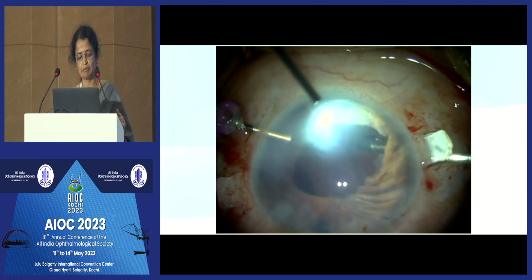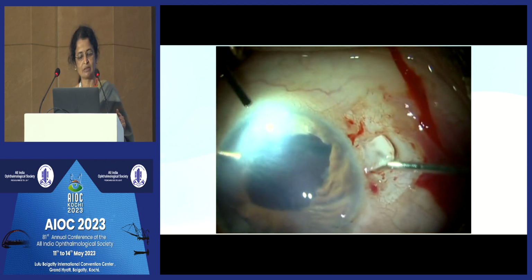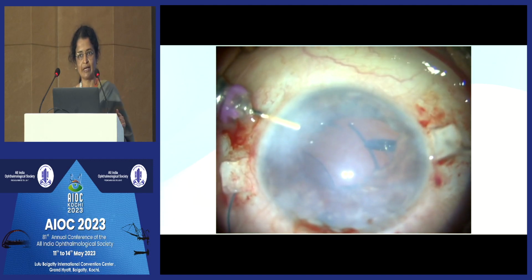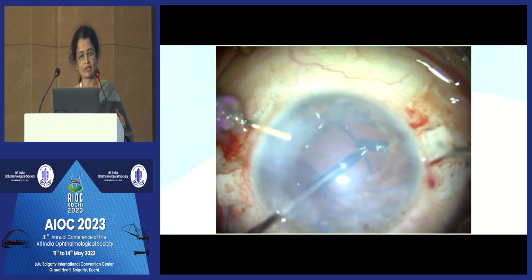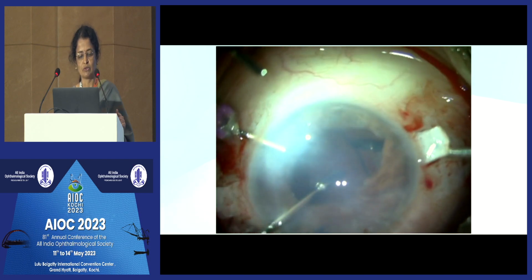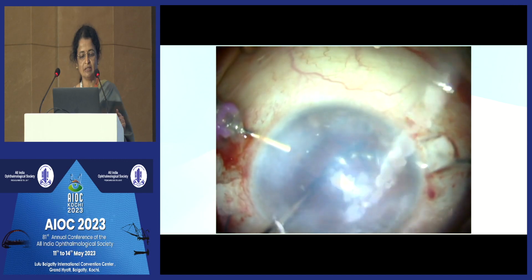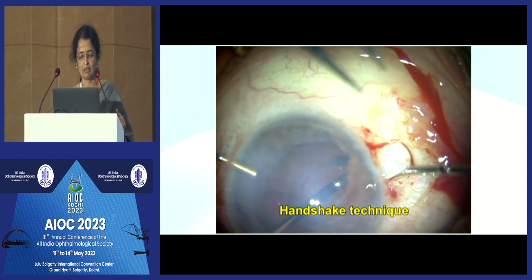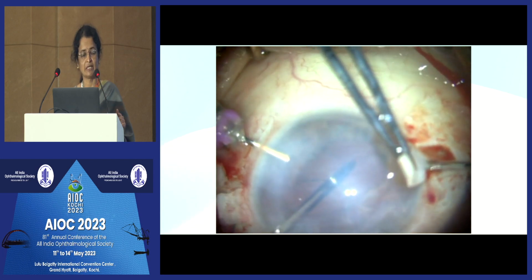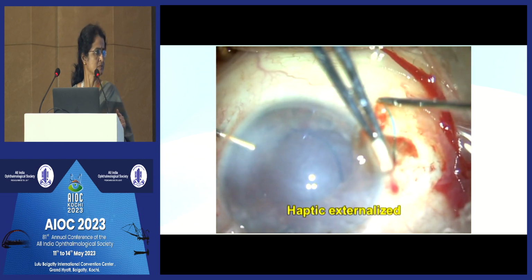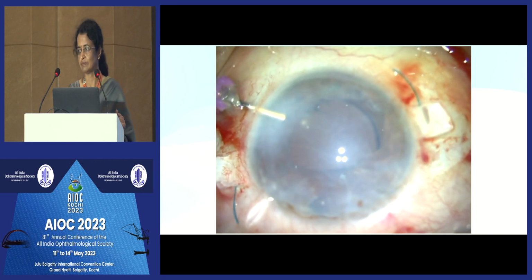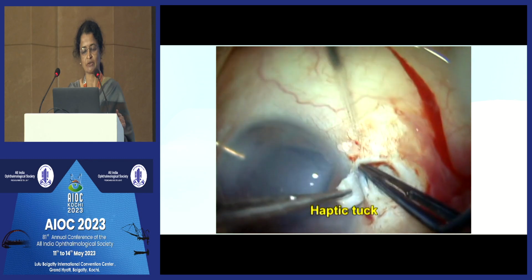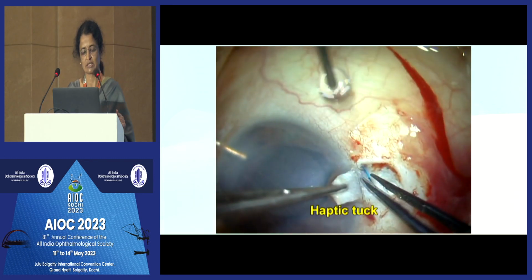When you're holding the other tip of the haptic, be very sure that you hold the externalized haptic also in hand, because otherwise you may end up having the haptic go back into the vitreous. So once again you do the handshake technique, and then we externalize the haptics. So this is the glued IOL. Once the glued IOL is done, then you tuck your haptics into the Gabbard-Chariot tunnel.